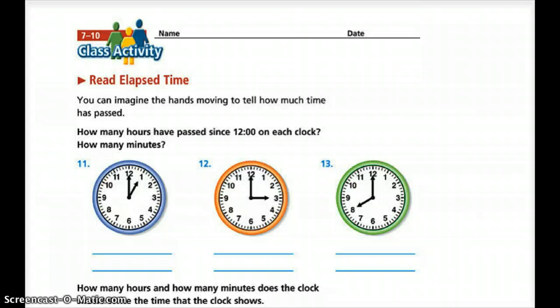Alright, when you get to this point in the video, I'm going to have you pause and work on IXL until we work on this part together.